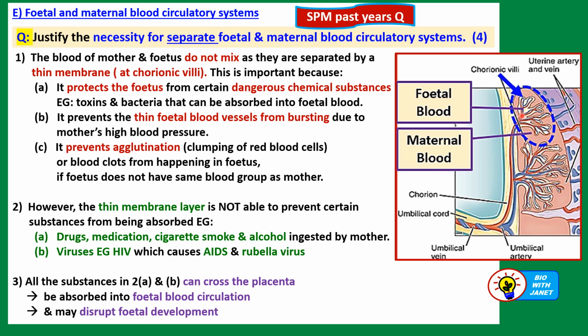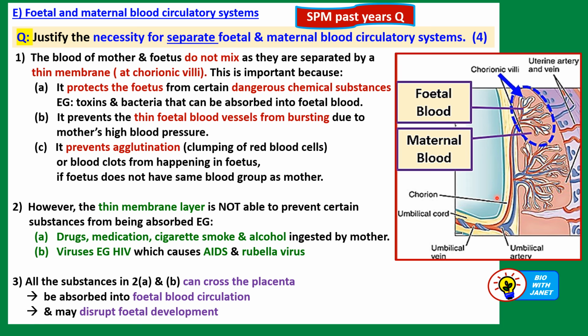Now, secondly, this will prevent the thin fetal blood vessels, such as the blood capillaries here, from bursting due to the mother's high blood pressure. So let's say the fetal blood capillaries here are joined to the maternal arteries. What will happen? The high blood pressure inside these maternal arteries will cause the thin fetal blood vessels here to burst, and this will endanger the fetus. So that's why these two circulatory systems, that of the mother and the fetus, are not joined together directly.